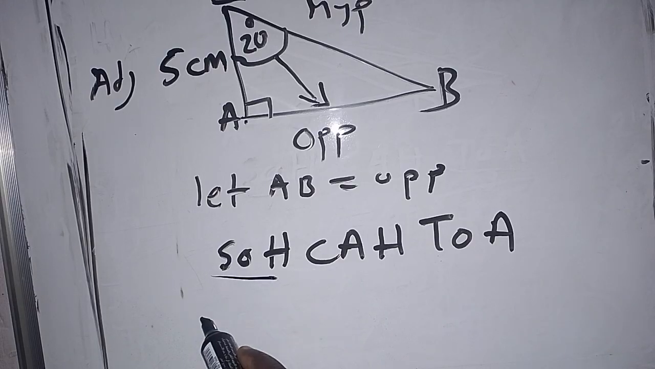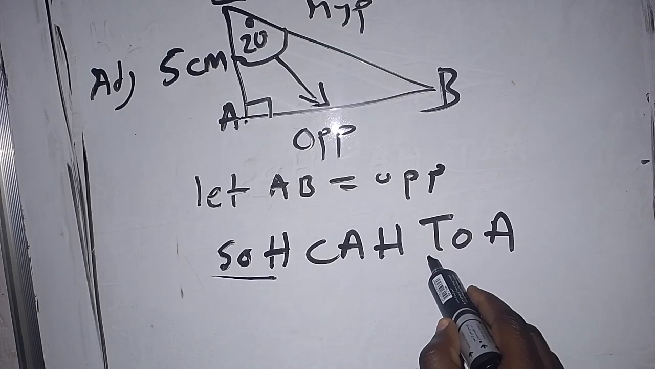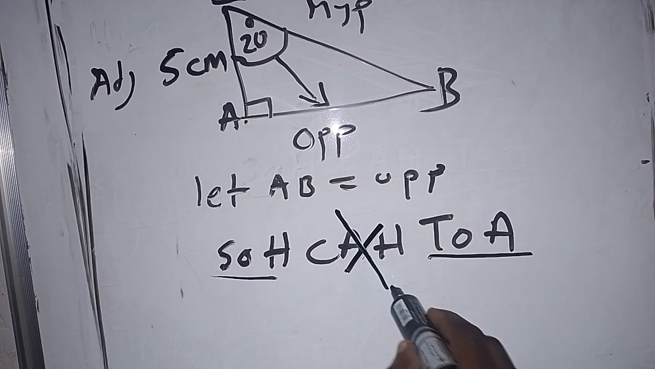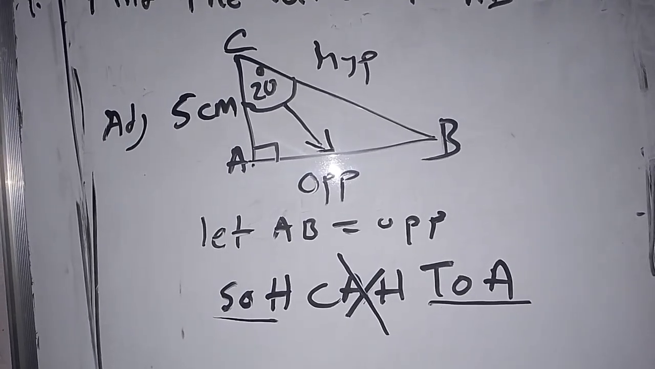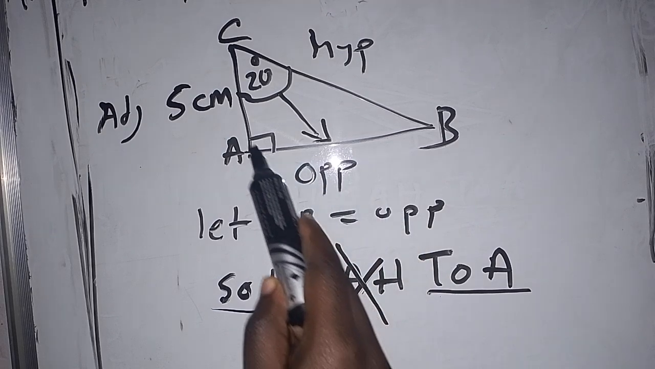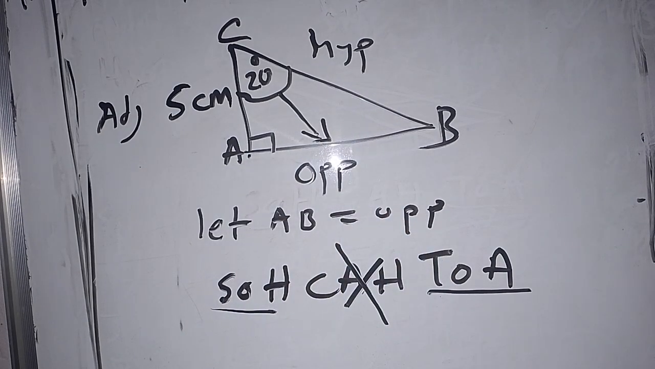We can see that sine has opposite and also tan has opposite. But cosine doesn't have opposite, so it is not going to work. Now from here, let's see what we have been given on the triangle. I can see that we have adjacent, but I don't have the hypotenuse. Now all those with hypotenuse also will go.